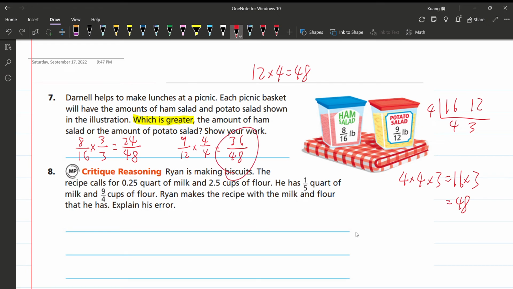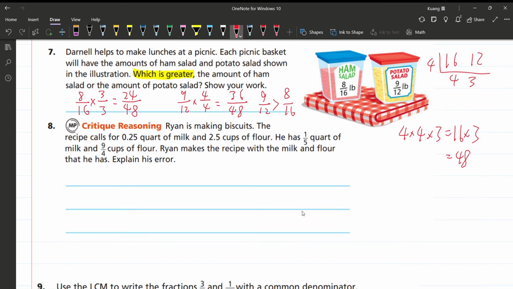So which one is greater? Of course, we compare the numerators, because they have the same denominator. On the right-hand side, 36 is greater than 24. So I will say 9 over 12 is greater than 8 over 16.